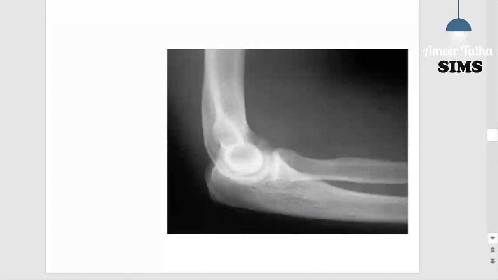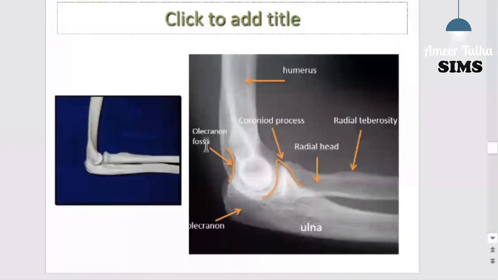It is made quite prominent and quite visible here with the arrows and the signs over here: the olecranon process, the olecranon fossa, and the whole of this is the trochlear notch, and this is the coronoid process. As I mentioned, the radial head, this is the neck area and the radial tuberosity, and this is the shaft of the humerus.